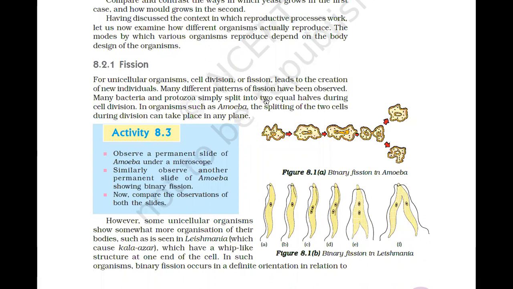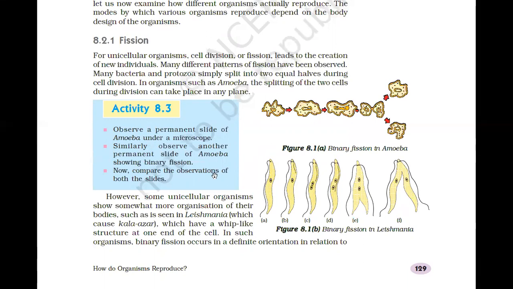Many different patterns of fission have been observed. Many bacteria and protozoa simply split into two equal halves during cell division. In organisms such as amoeba, the splitting of the two cells during division can take place in any plane.